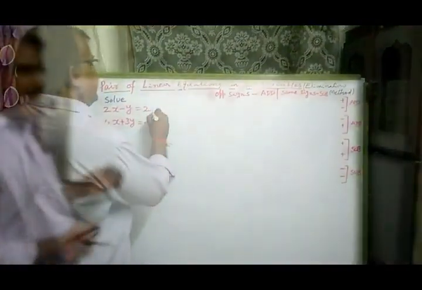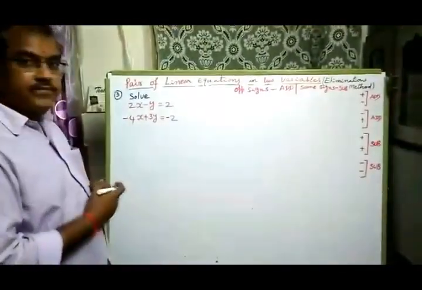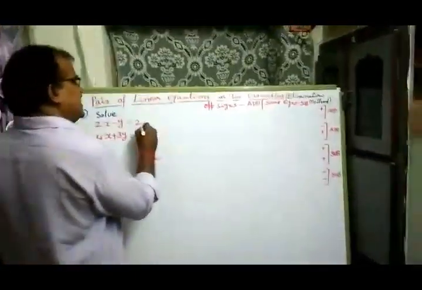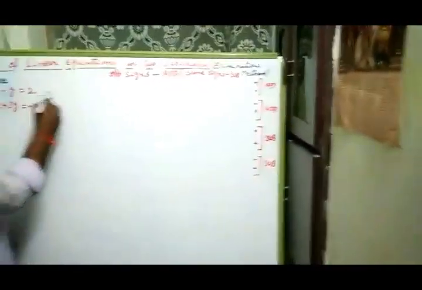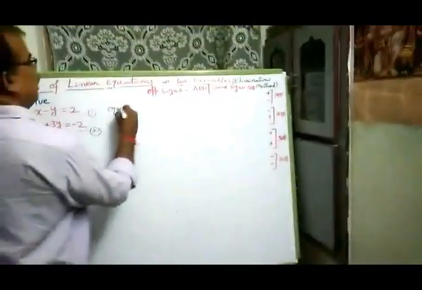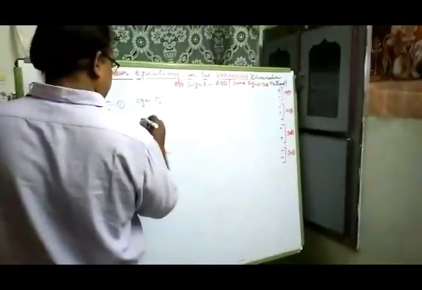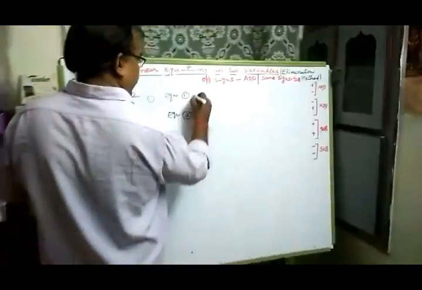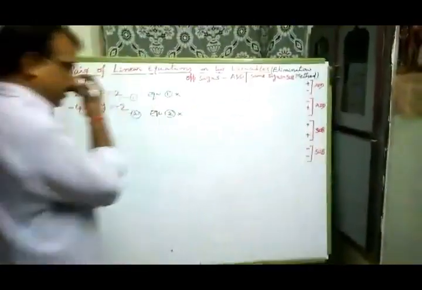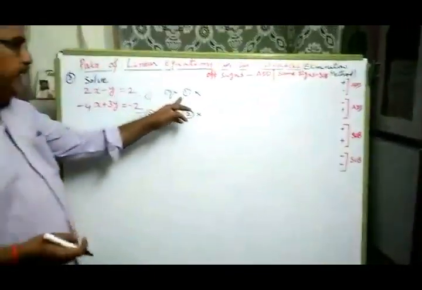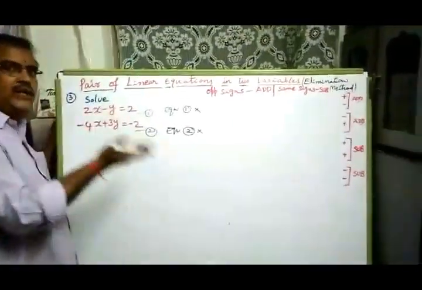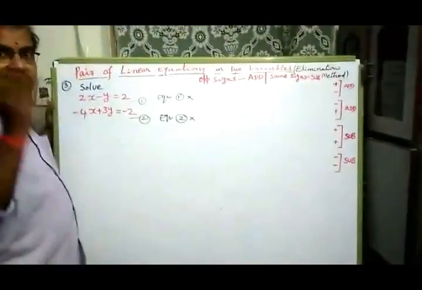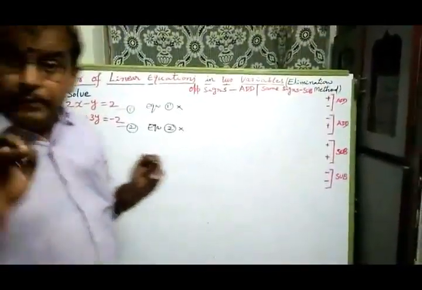Now we are going to eliminate y. This is equation 1. This is equation 2. Equation 1 into something, equation 2 into something. If you multiply equation 1 into 3, this will be minus 3y, so that we can easily eliminate y.